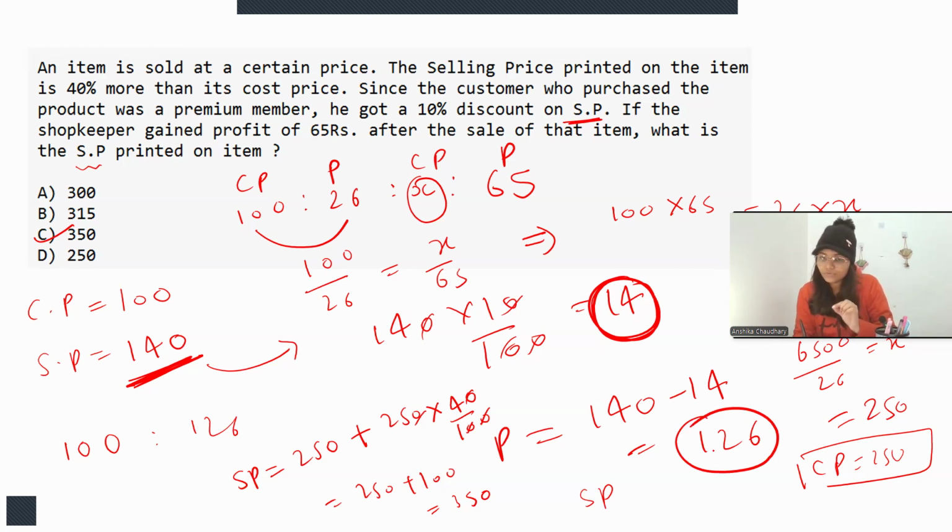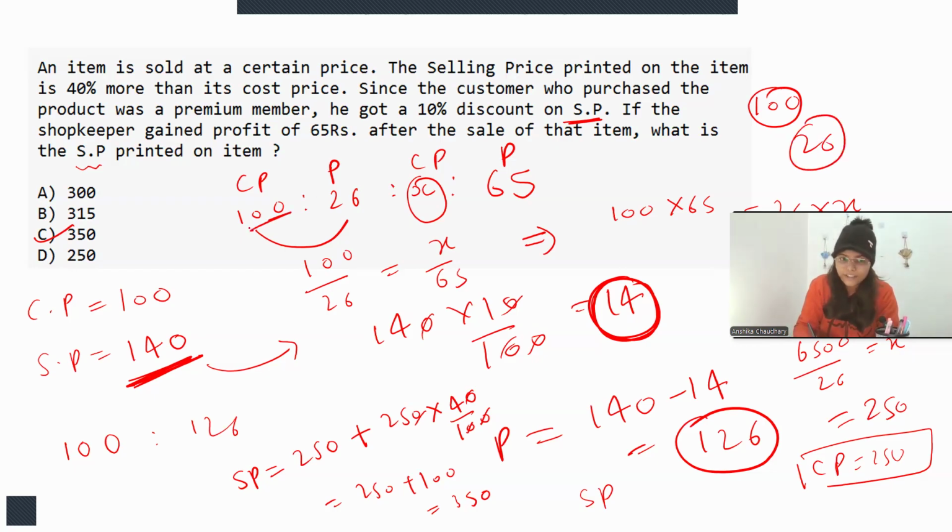Now for that we need to find out what was our profit. So we have purchased at 100 rupees, right? That is the cost price, and 126 is the selling price. So we can say that 26 is our profit, right? So on 100 rupees we have earned a profit of 26 rupees.